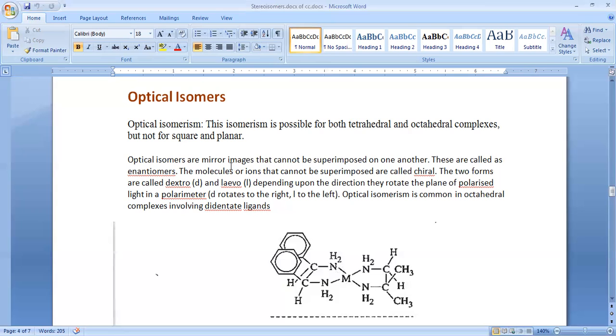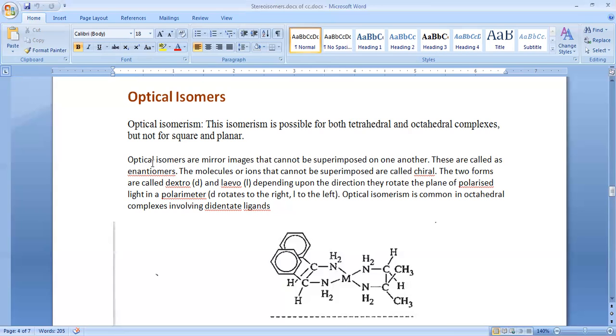Those are non-mirror images and non-superimposable. So such sets are known as diastereomers. To be an enantiomer or a diastereomer, the complex compound should have at least one chiral center. Only then can this complex compound exhibit optical isomers.